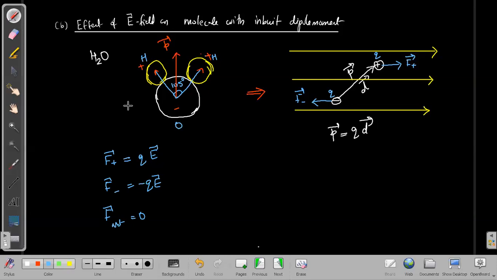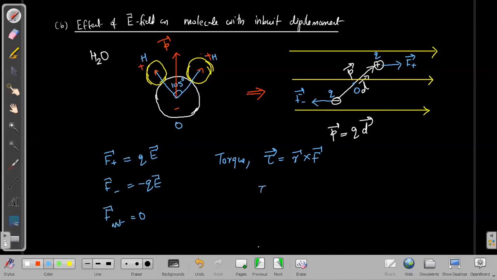So how to find torque? The definition for torque is tau equal to R cross F. F is a force, and R is the vector connecting your reference point to the point of application of force. You can choose any point as your reference. Suppose you choose the center of the dipole as your origin. Then this small vector I can represent as R plus, and this vector I can represent as R minus.